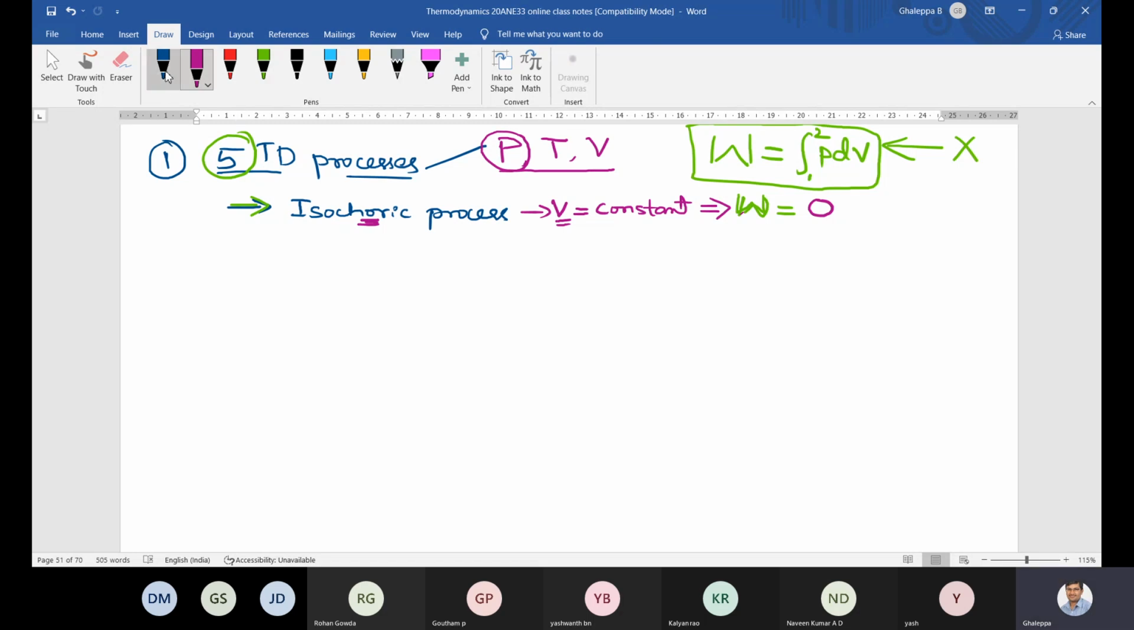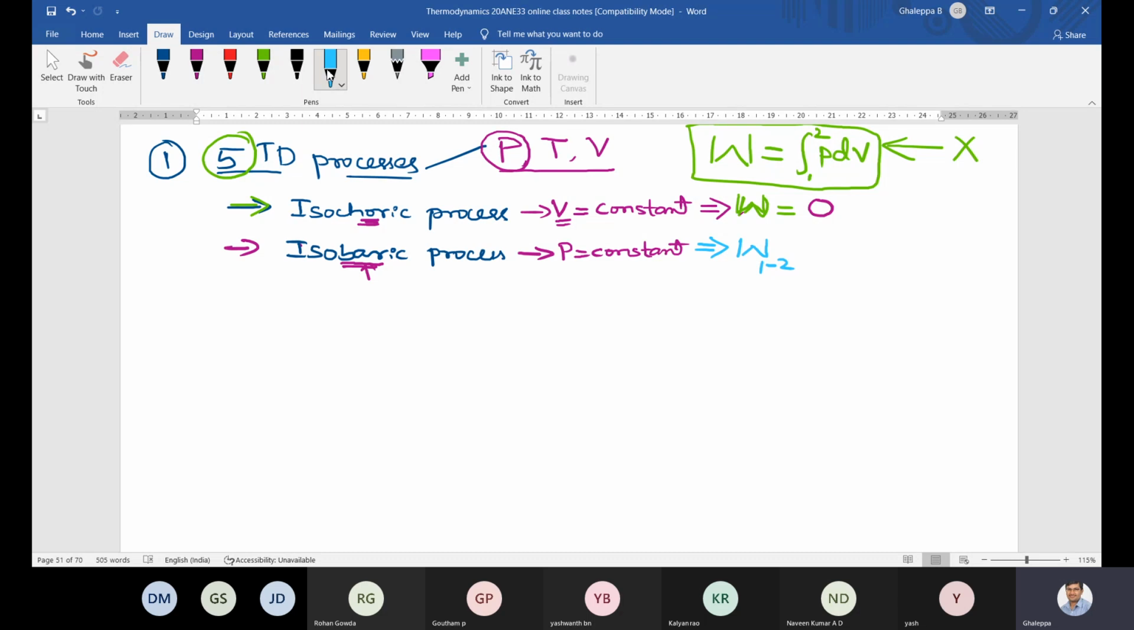Okay. Second process, isobaric process. I gave a hint in the previous video lecture on how to remember which property is constant. Here bar is a unit of pressure, so pressure is equal to constant. Just remember it like that. Now we need to remember the expression for work done for constant pressure. So work done between 1 to 2 process. In general, I am writing 1 to 2.